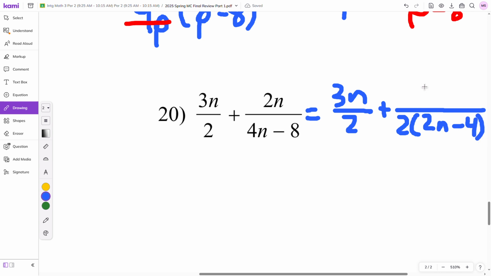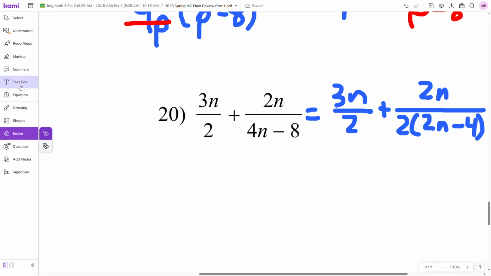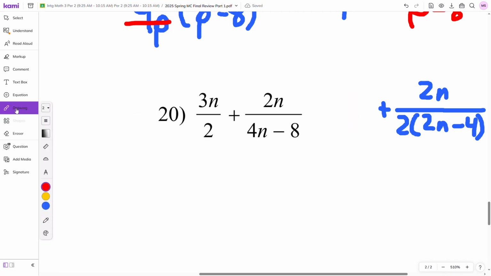And then I would have this 2n here, right? So now all I have to multiply by is the left one. I'm kind of out of space here. Let me see if I can. No, I can't. 3n plus 2. Let me see if I can make this better.